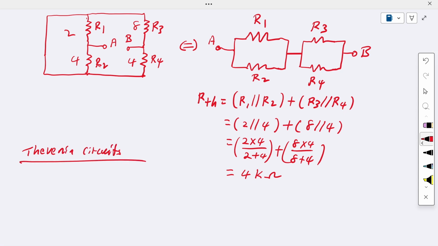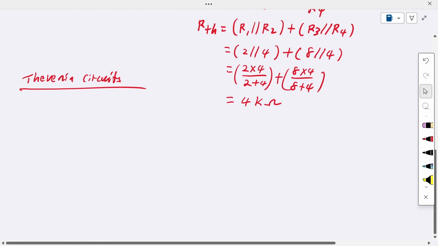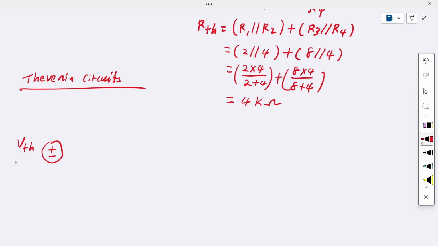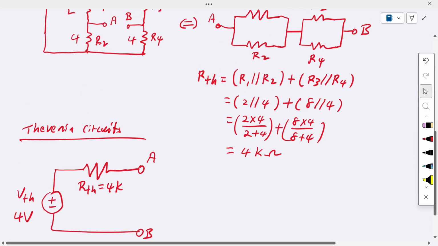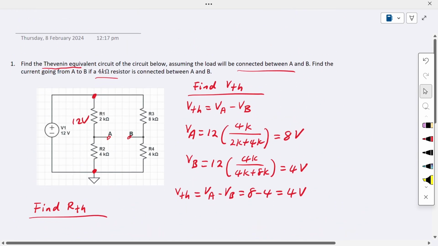We draw the Thevenin circuit, which is a series circuit consisting of the Thevenin voltage, VTH. VTH here is equal to 4 volt, and then connected with a series resistor, which we call RTH, and this value is 4K. So we have terminal A and here we have terminal B. So that is the Thevenin equivalent circuit.